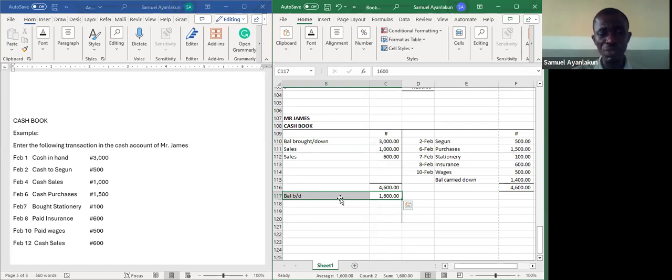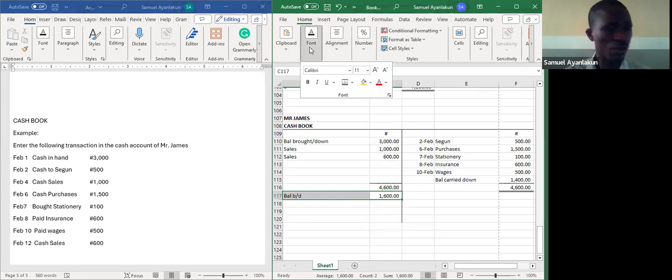Same way, it's going to be on the debit side of your trial balance. Just take note of this, and take note of any other question.